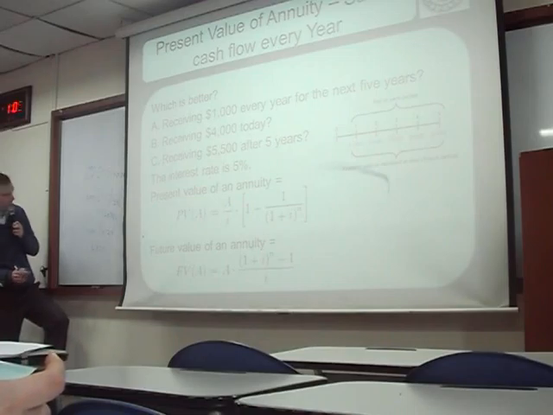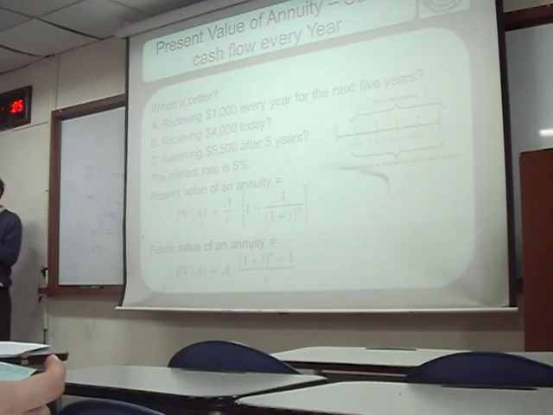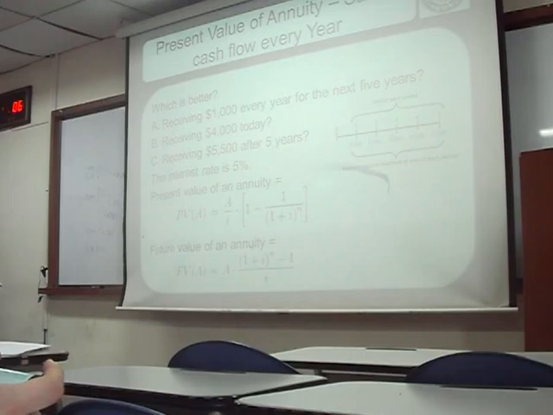4,000 today or 1,000 every year? 1,000 every year, right? The present value of getting 1,000 every year for the next 5 years with a 5% interest rate is going to be $4,320. Okay? That's higher than getting $4,000 today. Okay? So then the last thing we need to find is what is the present value of this?